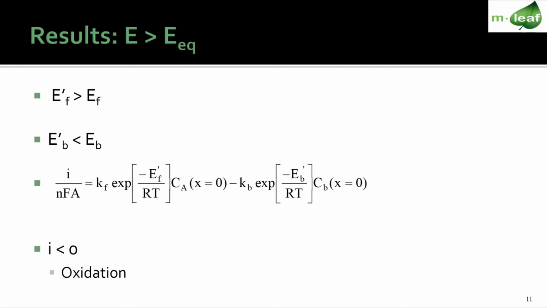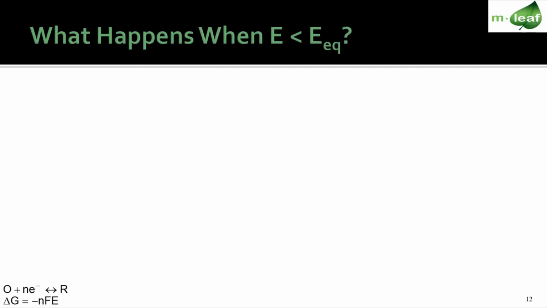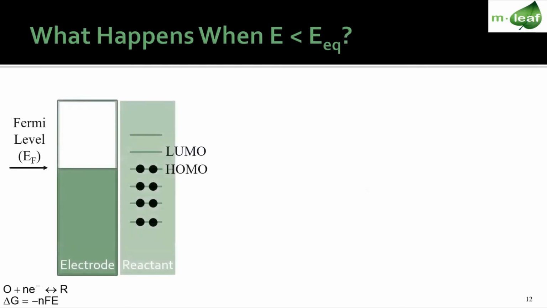Okay. Hopefully you can follow this okay, and that this has made some kind of sense. And if not, let's just do it again. We'll go through the same series of questions for ourselves, but now we're going to look at what happens when the potential is less than the equilibrium potential. So we're just going to shift it the other way.